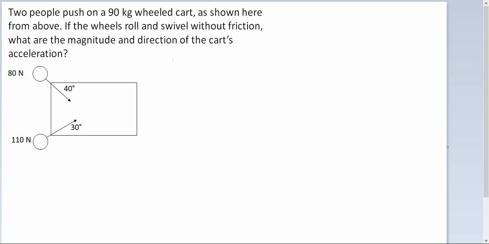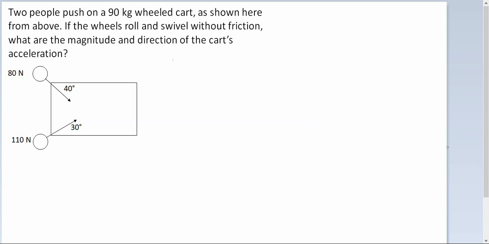This is being shown from above, so the two circles there, we're looking at the tops of the two people's heads, all right, as they push the cart across the page from left to right. If the wheels roll and swivel without friction, then what are the magnitude and direction of the cart's acceleration?